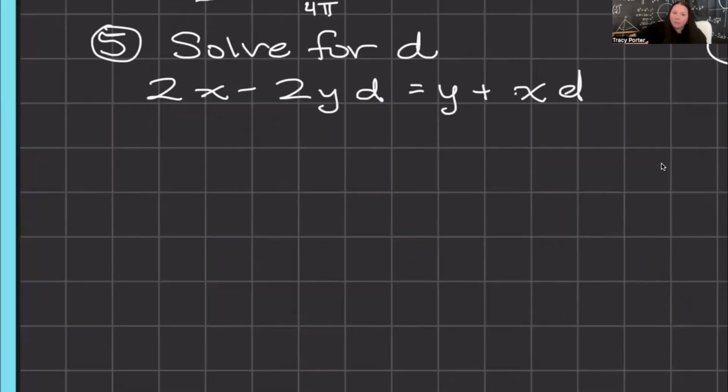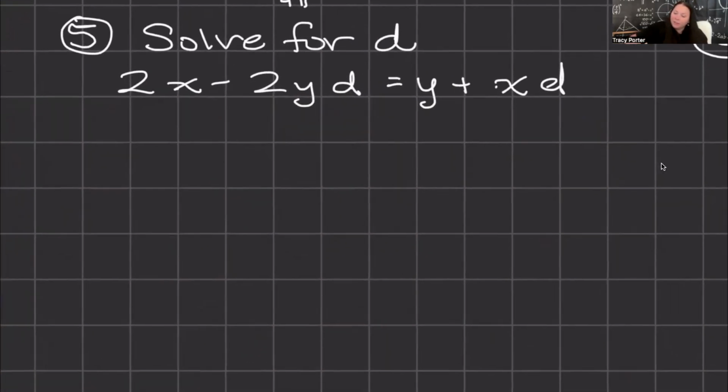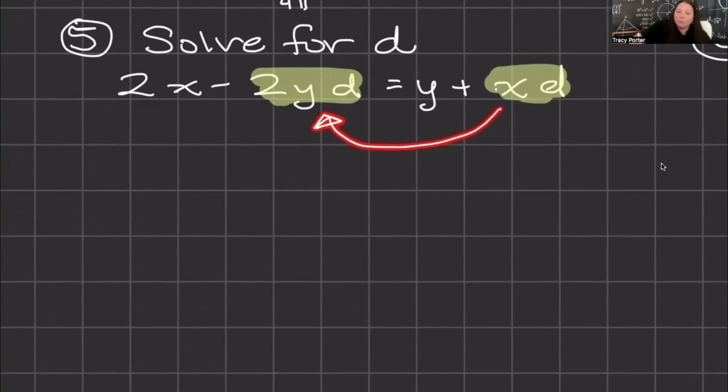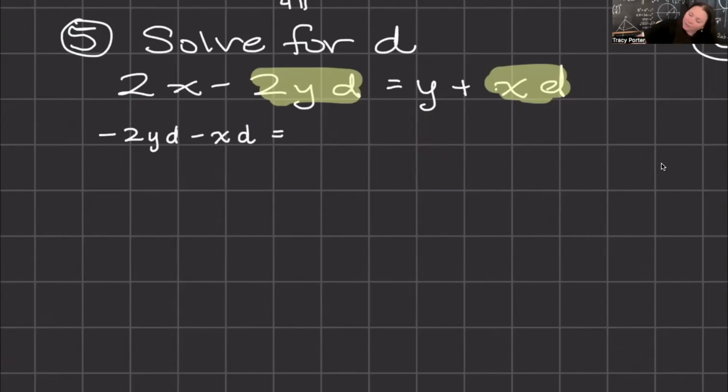We'll go down here to number 5. This one says solve for d. So you want to gather up your d terms, just like we've been doing before, right? So that's a d term and that's a d term. So we're going to put this one over here by subtracting, and we're going to put this one on this side also by subtracting. So we can do that in one step. You'll have minus 2yd minus xd on the left, and then we will subtract over the 2x.